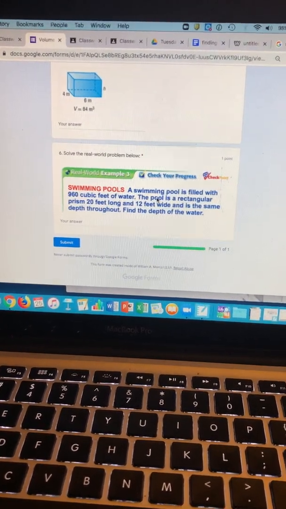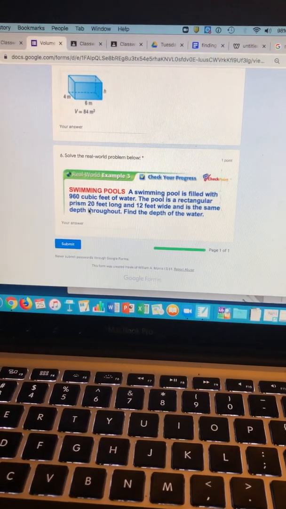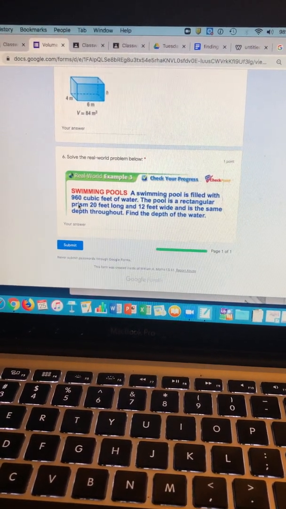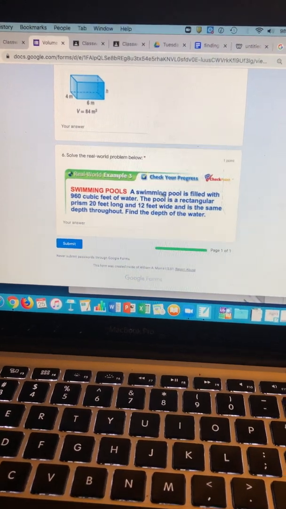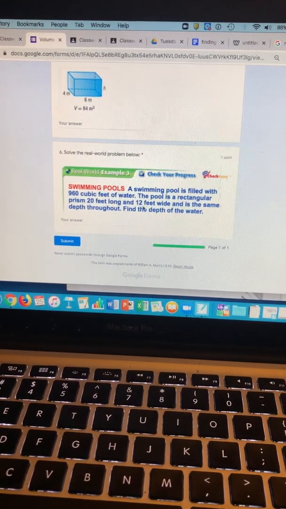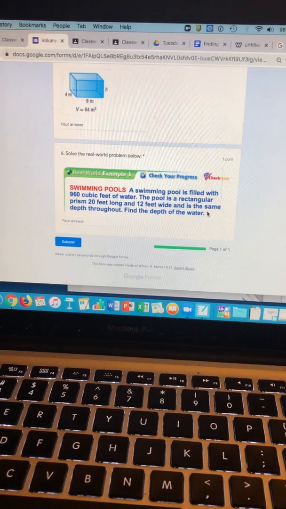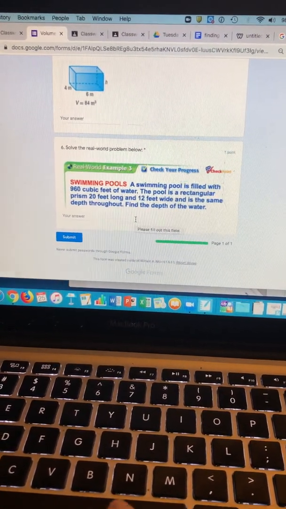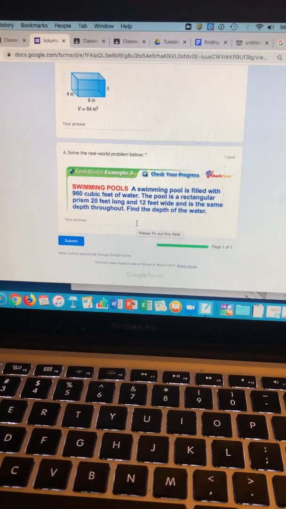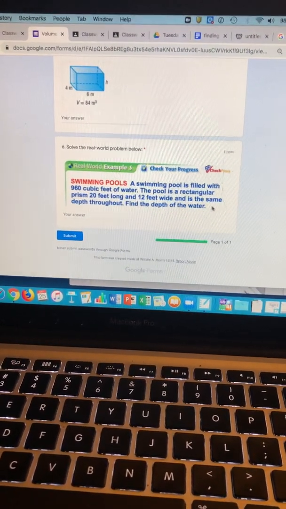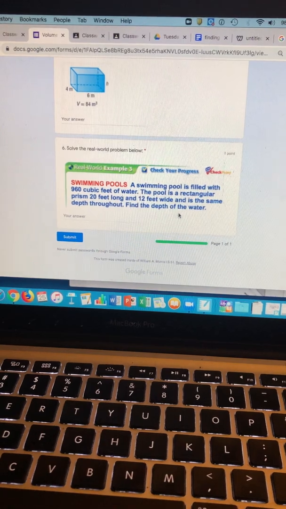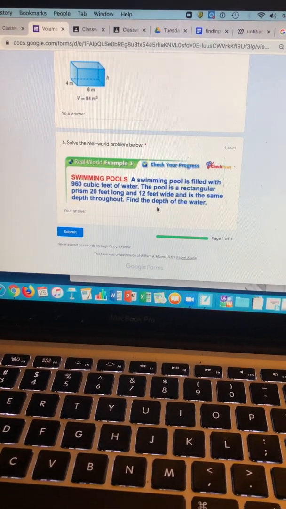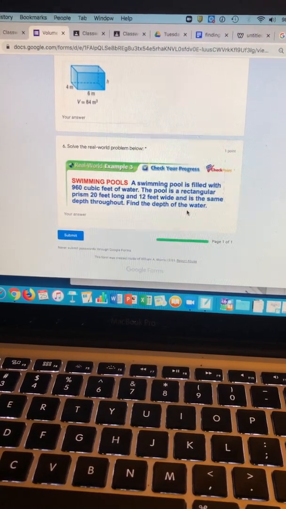Okay, so it says a swimming pool is filled with 960 cubic feet of water. That means that's the volume because it's taking up the space of the pool. The pool is a rectangular prism 20 feet long and 12 feet wide. So we have our length and our width, and it's the same depth throughout, which is good to know because then we know that it's a flat surface. Find the depth of the water. So just remember that depth would be the same as height. So that's what you would be looking for. We'd be looking for the height of the pool.